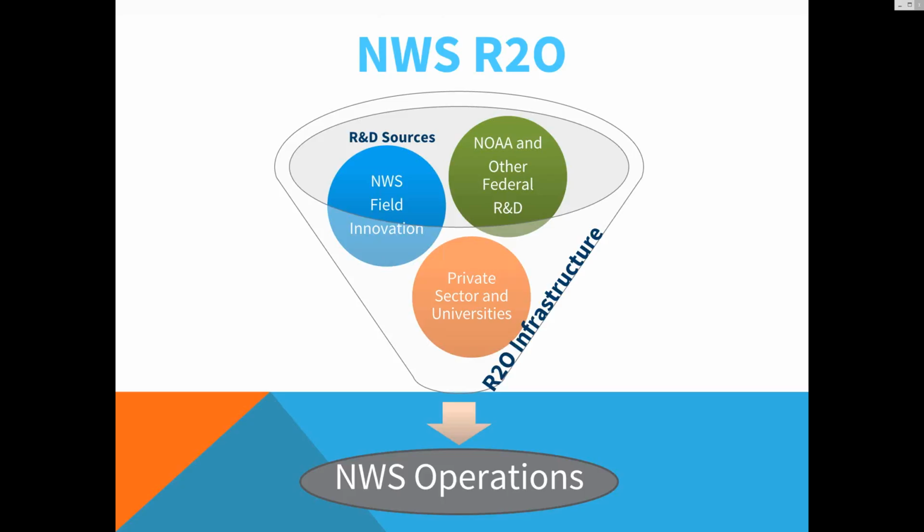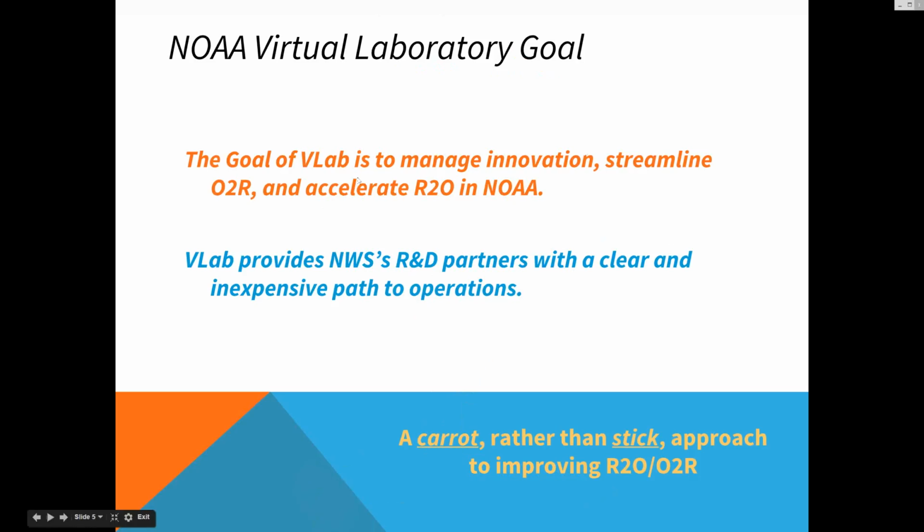And so there's a lot of innovation taking place within the Weather Service, out in the field, at the government labs, other federal groups, and even in the private sector and at universities. And so providing infrastructure to help facilitate transferring that into NWS operations is what we're trying to accomplish with the virtual lab. So some of our goals, as just indicated, are to manage innovation, streamline operations to research, and accelerate research to operations in NOAA.